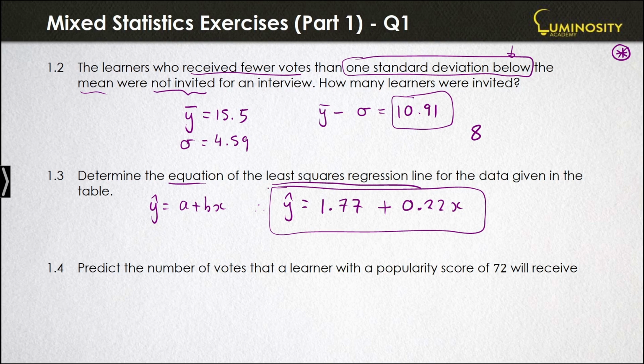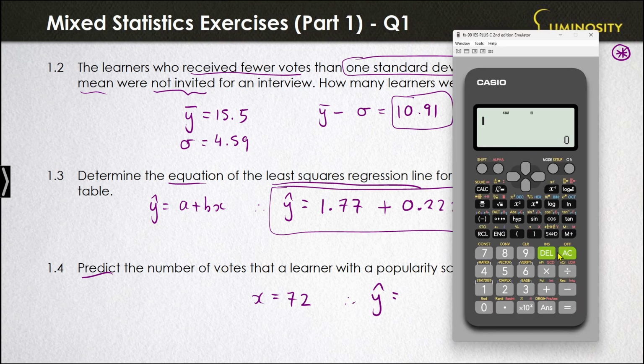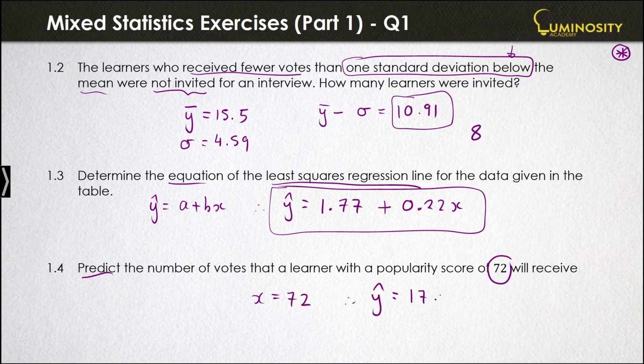Lastly, it tells us to predict the number of votes that a learner with a popularity score of 72 will receive. So essentially, when x is equal to 72, that's your popularity score, what will y hat give you? So on my calculator, I can type 72, Shift Stats, regression, and then the y hat, and that gives me 17.92 votes. So that student gets almost 18 votes, 17.92 votes, if they had a popularity score of 72.